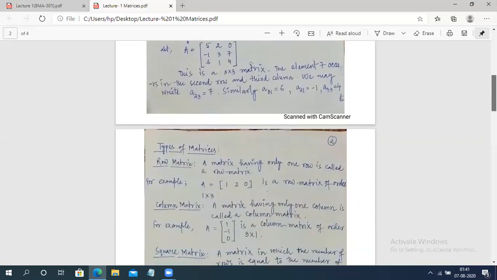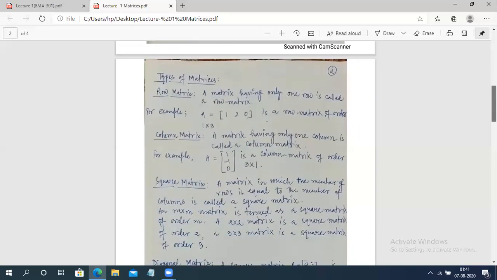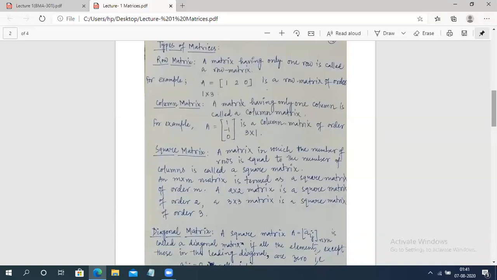Now the types of matrices. There are different types of matrices. The first is the row matrix. A matrix which has only one row is called the row matrix. That means it may have any number of columns, but the number of rows will always be 1. So the order of any row matrix will be of this form, 1 into n. N may be any number.